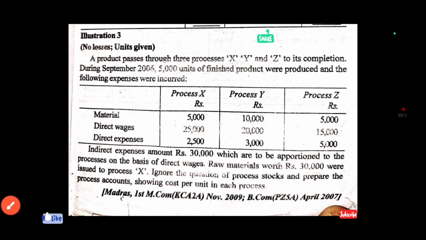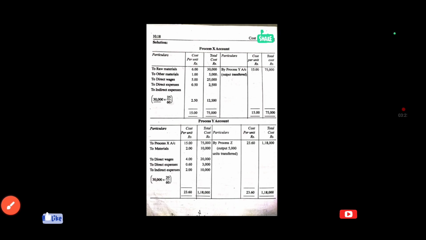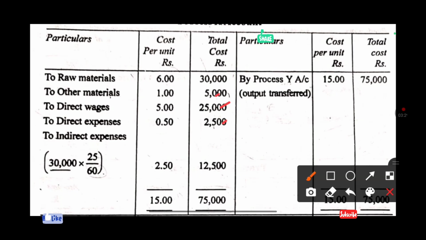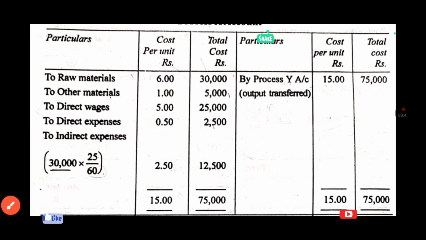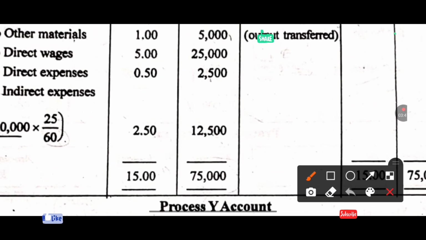Then the other items they have given: direct material, direct wages and direct expenses, accordingly 5,000, 25,000, 2,500 for process X. We enter them on the debtor side, because all the expenses we need to enter on the debtor side in the process account. Side by side we find the cost per unit. 5,000 rupees divided by 5,000 units gives 1 rupee for direct material. Similarly, direct wages 25,000 divided by 5,000 units gives 5 rupees per unit. Accordingly, 2,500 divided by 5,000 units gives cost per unit of direct expenses as 50 paise.